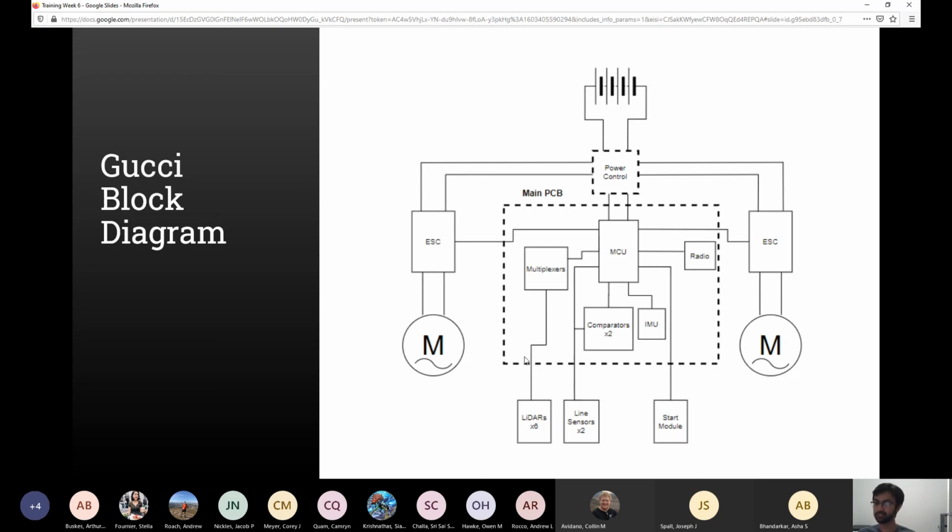And in the middle, you have the main PCB, which contains the microcontroller, multiplexers, comparators, IMU, and radio. So the comparators here take the line sensor input and turn it from an analog signal into a digital signal. And the multiplexers are used to allow you to split one communication bus into many. Because there are 6 LiDARs, that's more than the number of UART ports, and 2 UART ports are already occupied for communicating with the ESCs.